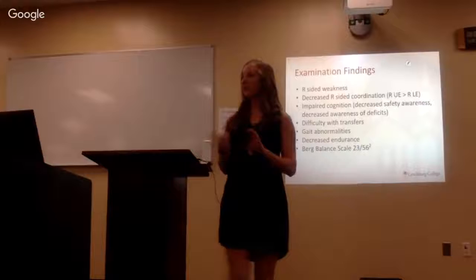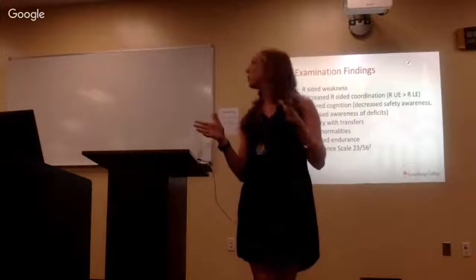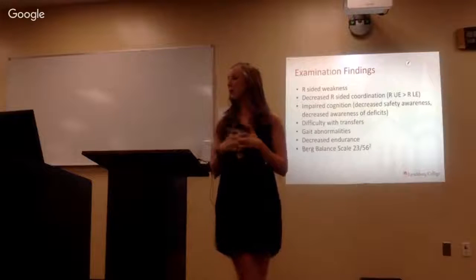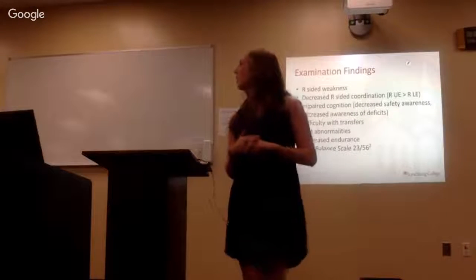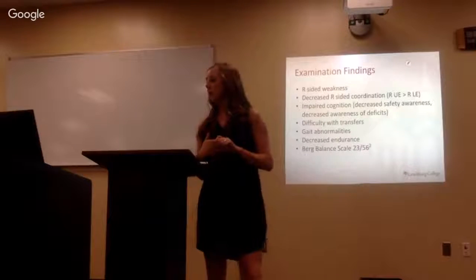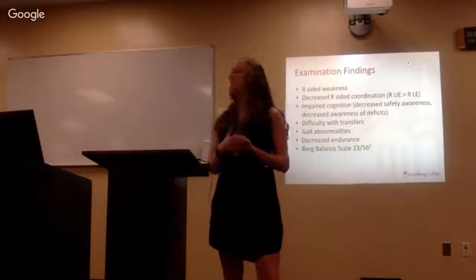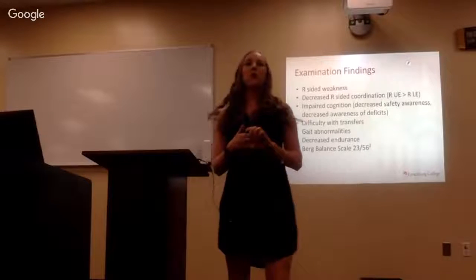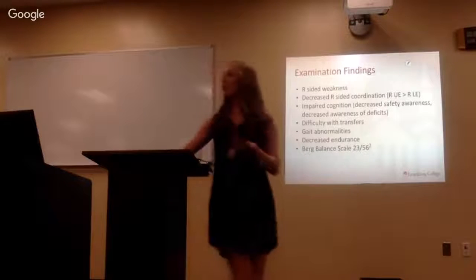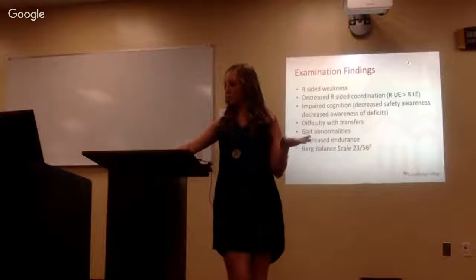So his examination findings that I'm going to go over were the same for both acute care and inpatient rehab. These evals were only a day apart, so he hadn't really had that much change when I saw him both times. So he had some right-sided weakness, decreased right-sided coordination, right upper extremity more involved than the right lower extremity. He had impaired cognition, so he had some decreased safety awareness and decreased awareness of his deficits. Difficulty with transfers, gait abnormalities such as ataxia, short step length on the right, short stance time on the right, and short step length on the left.